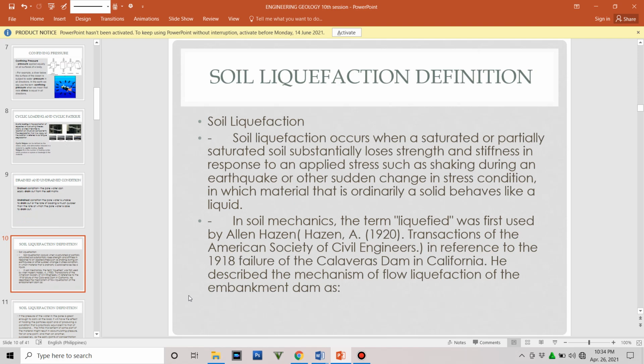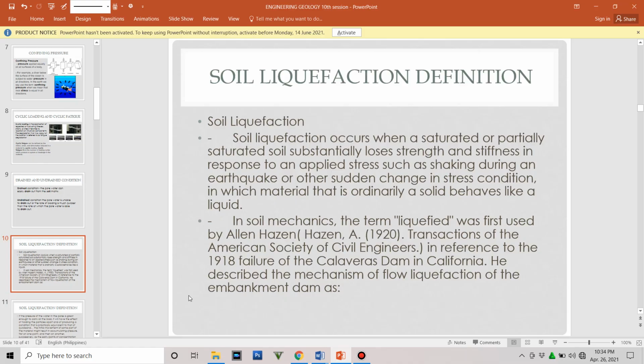so moving on to the topic, we have here soil liquefaction. Soil liquefaction occurs when a saturated or partially saturated soil substantially loses strength and stiffness in response to an applied stress, such as shaking during an earthquake or other sudden change in stress condition in which material that is ordinarily a solid behaves like a liquid.